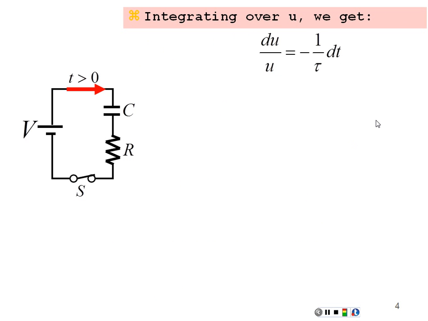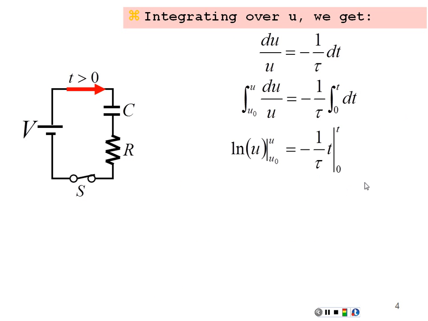Integrating over u, we would get du over u, separating our variables. Du over u is equal to negative 1 over tau times dt. We're going to integrate from u naught to u and t from 0 to time t. And we get natural log of u from u naught to u is equal to negative 1 over tau times t from 0 to t. Or natural log of u over u naught is equal to negative 1 over tau times t.